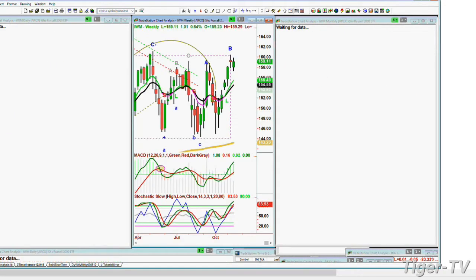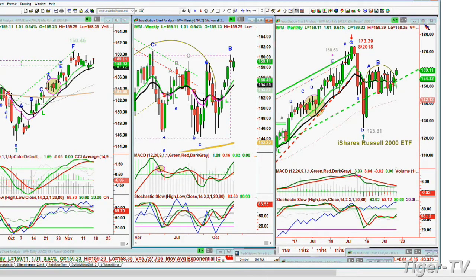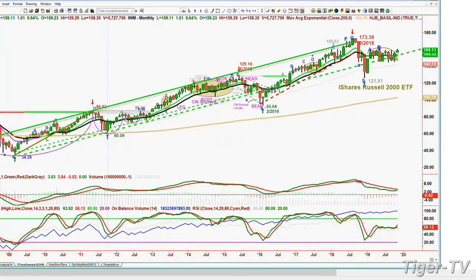IWM, same thing. Now, I had questions about long-term trend lines. Yeah, look at this trend line. It goes all the way from 2009, where it wasn't the start of it, but the low at 34.26 in the IWM was the start. That was in March of 2009. And then it rallies all the way to a peak D at 86.82. There starts your trend line.